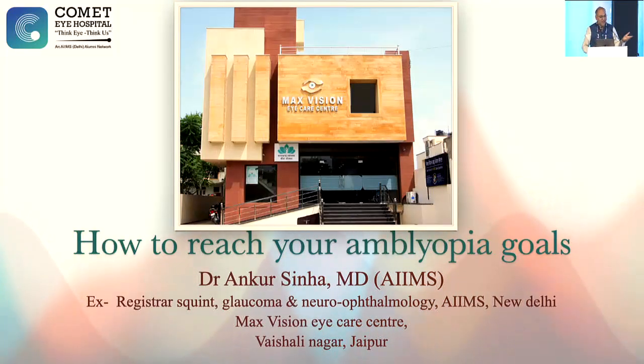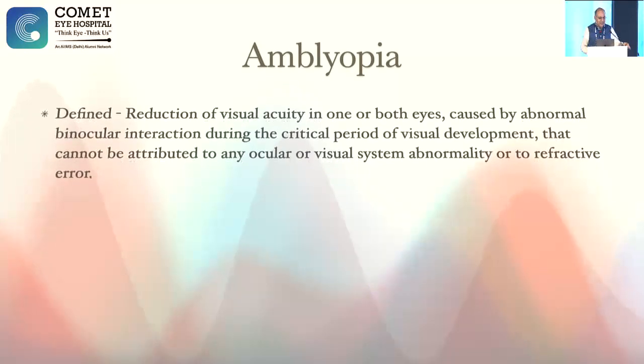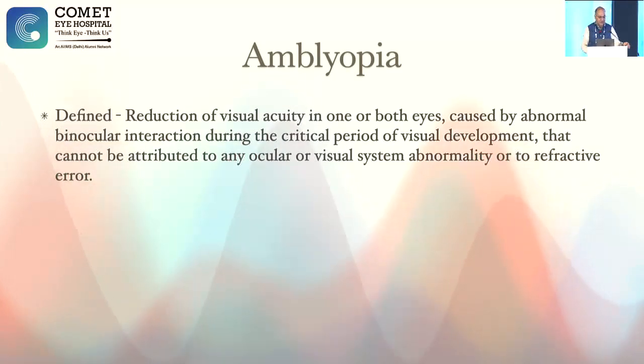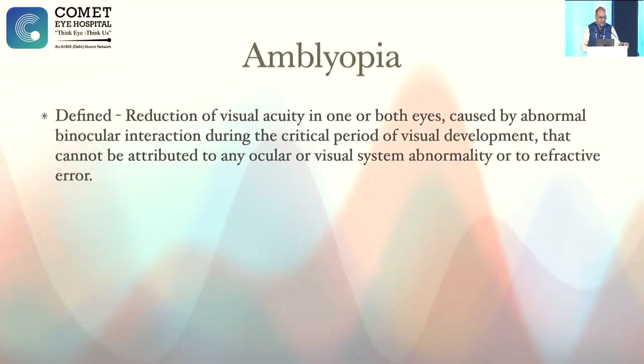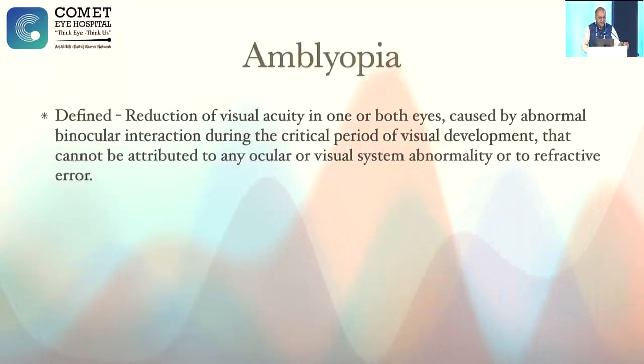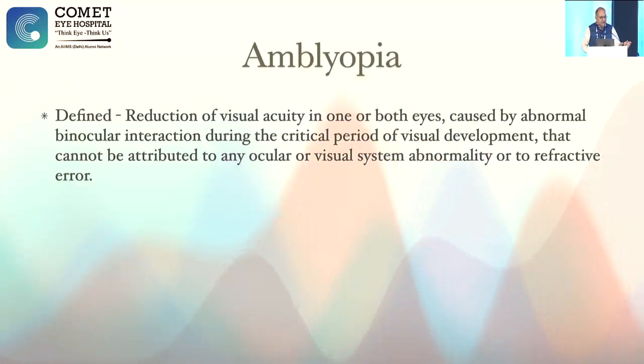So I'll be talking in brief about amblyopia, and this is going to be a brief overview. I think most of us know about it, and most of us have been following the ATS studies, all of them. So let's talk about amblyopia. Amblyopia is a reduction in the visual acuity of one or both eyes caused by abnormal binocular interaction in the critical period of visual development, and there's no anatomical structural abnormality in the eye or refractive error.